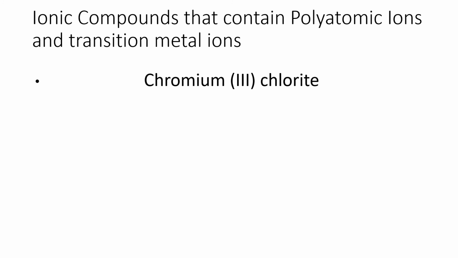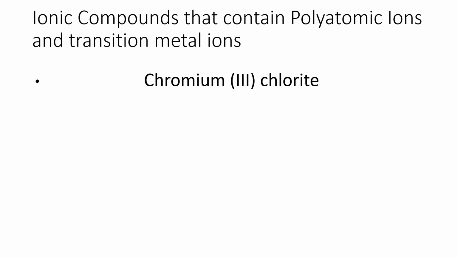Let's look at another one. Again, another example that contains both a transition metal ion and a polyatomic ion. So this one, chromium(III) chlorite. How do we know we're dealing with an ionic compound? Well, I see chromium, that's a metal. Chlorite is one of those polyatomic ions with a negative charge that I have memorized. So I see my positive ions coming from the chromium and my negative ions coming from the chlorite. So I'm still dealing with an ionic compound.